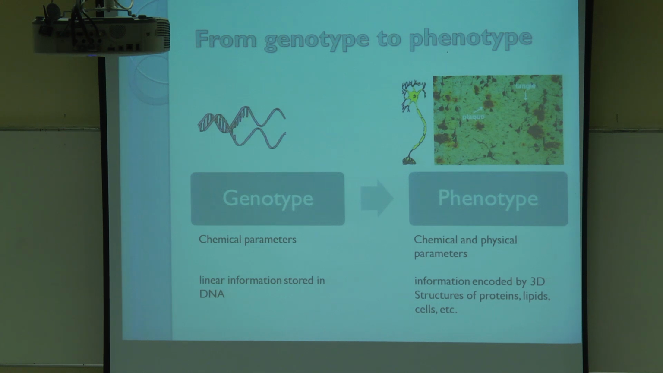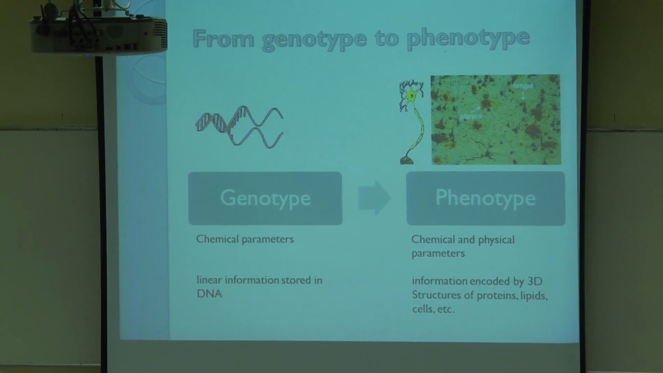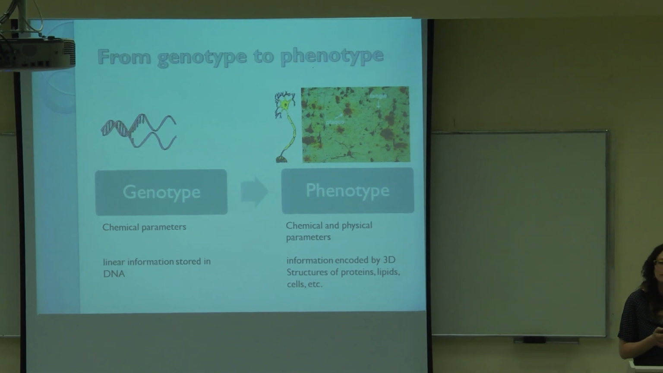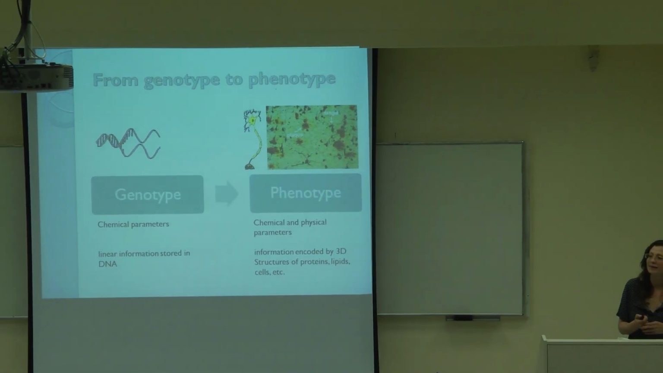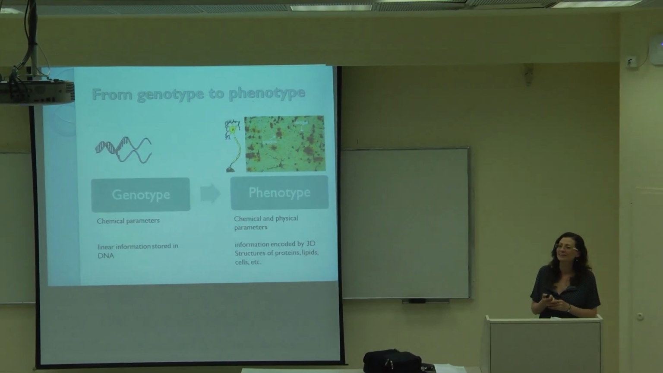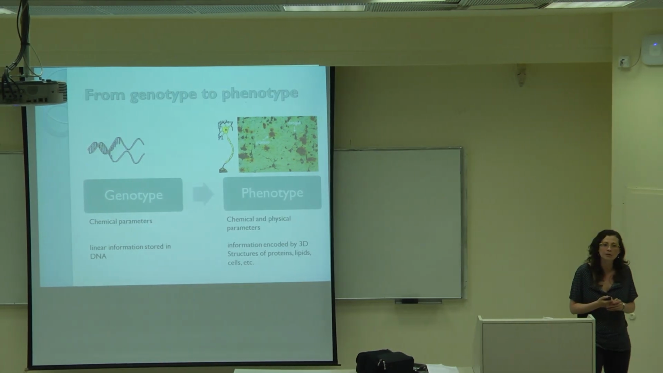OK. Now the phenotype is what comes out of the DNA. So in this case, this is an example of an Alzheimer's disease brain. So what do we see here? Do you remember last class? Yes. So we were talking about Alzheimer's disease. And what is this? It's a plaque. What is the plaque? Remember? So amyloid plaque. Sounds familiar? Amyloid beta?